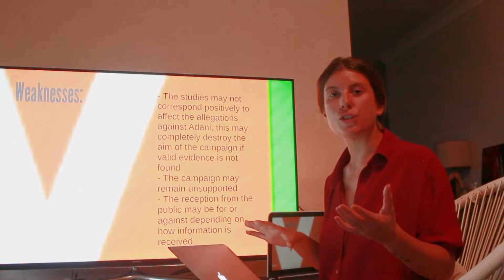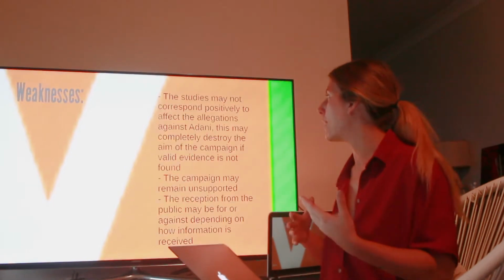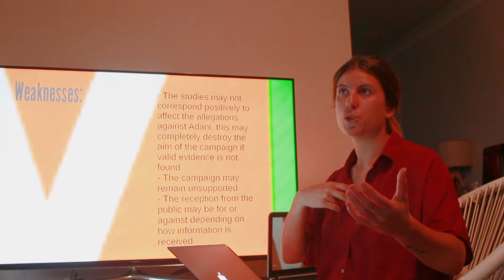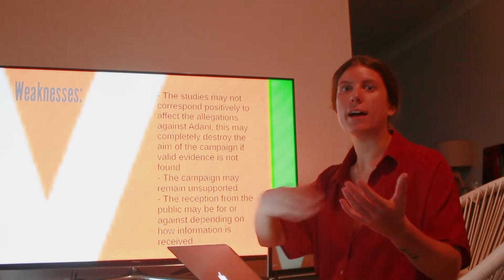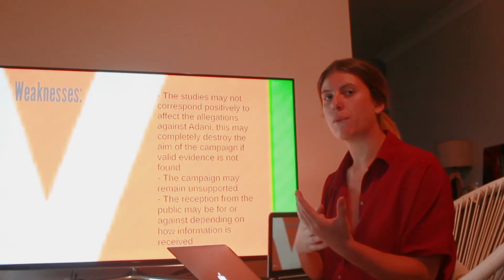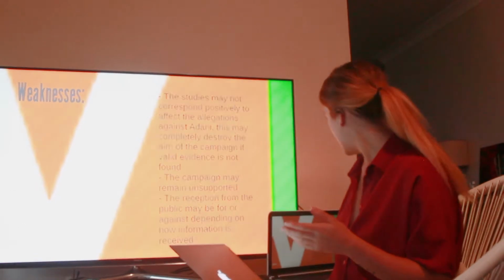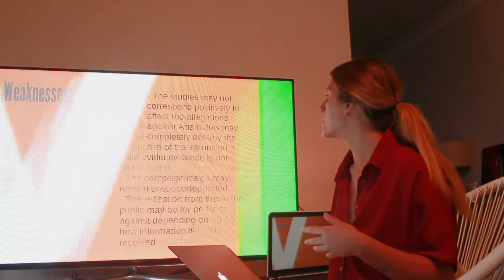So the weaknesses associated with our campaign are going to correspond heavily with the allegations made against Adani, and we have to ensure that our research really solidifies that stance. So if we can't find that research, that does leave a loophole for Adani to come in and sweep us from under, it will leave the campaign unsupported.